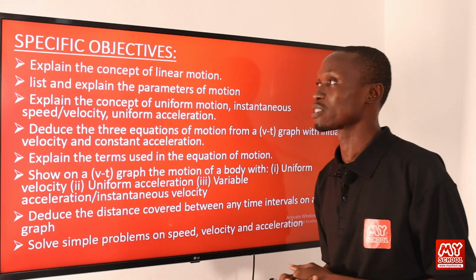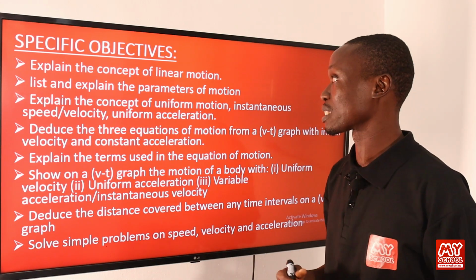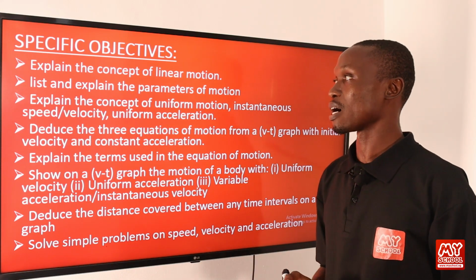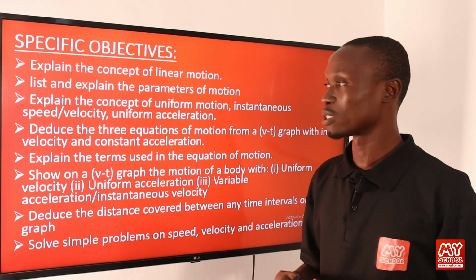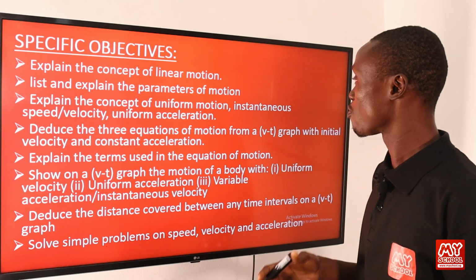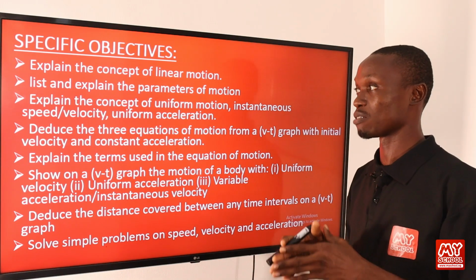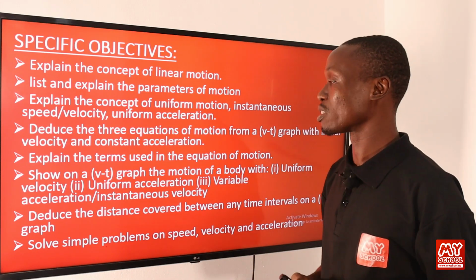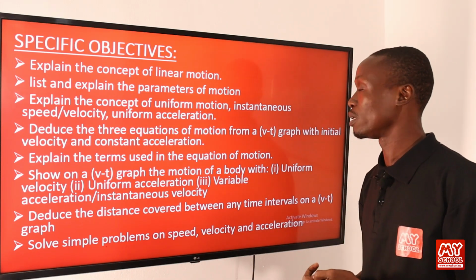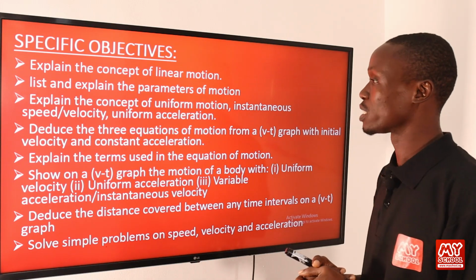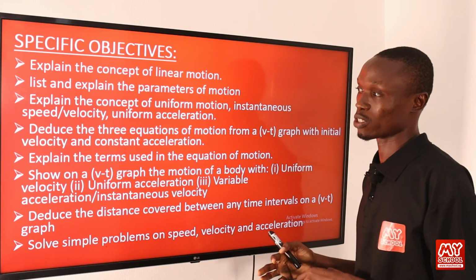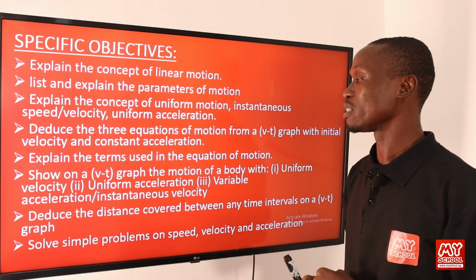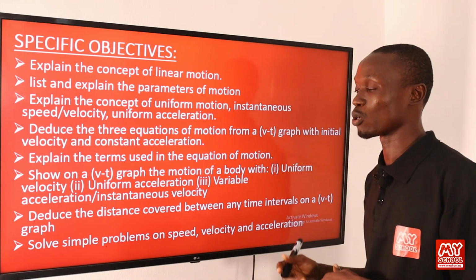So at the end of this lesson, scholars should be able to explain the concept of linear motion, list and explain the parameters of motion, explain the concept of uniform motion, instantaneous speed/velocity, and uniform acceleration. Deduce the three equations of motion from a velocity time graph with initial velocity and constant acceleration. Explain the terms used in the equation of motion.